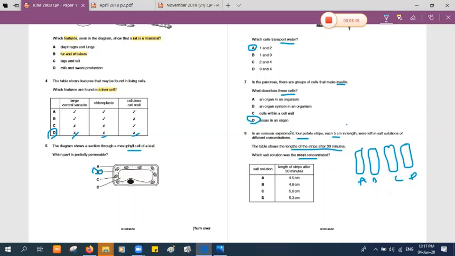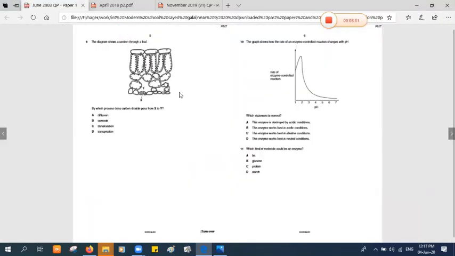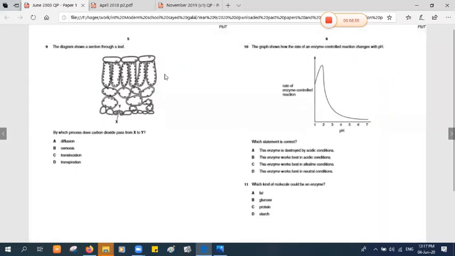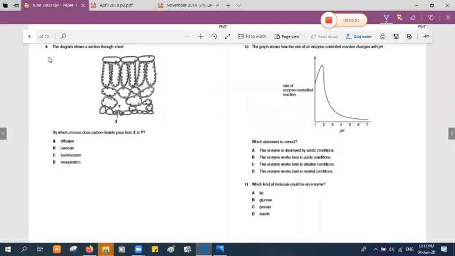Here, question number 9. The diagram shows a section through a leaf. By which process does carbon dioxide pass? Perfect. Diffusion. Because carbon dioxide is a gas, and it will pass from an area of high concentration to an area of low concentration by diffusion. Okay.